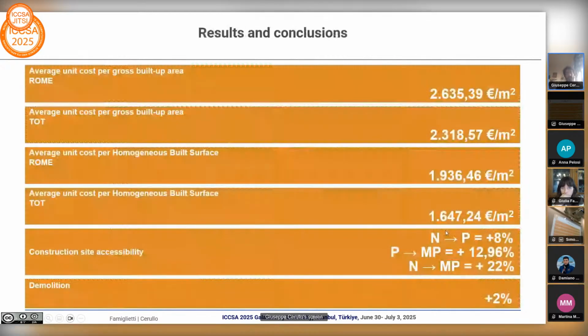In conclusion, the results obtained for the case study located in urban context Rome show value ranging from around 2,400 to about 2,800 euros per meter, with an average of approximately 2,600 euros per square meter. Considering all forecast study, so excluding the outlier, the average unit cost for gross building area is approximately 2,300 euros per square meter.